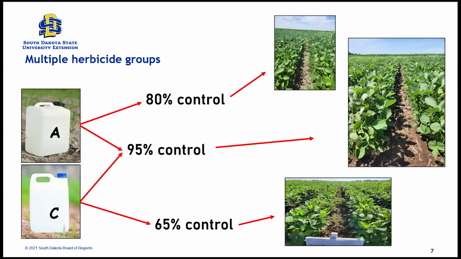So I say multiple herbicide groups, and I have an illustration with this. Let's pretend that we have two herbicides, A and C. When we mix these herbicides, hopefully we get more horsepower out of them. So for example, if you follow this little logic flow chart, we start with the jug with A on it. We apply that alone. Let's say we get 80% control. It's not bad. We probably wouldn't have a yield loss in that crop.